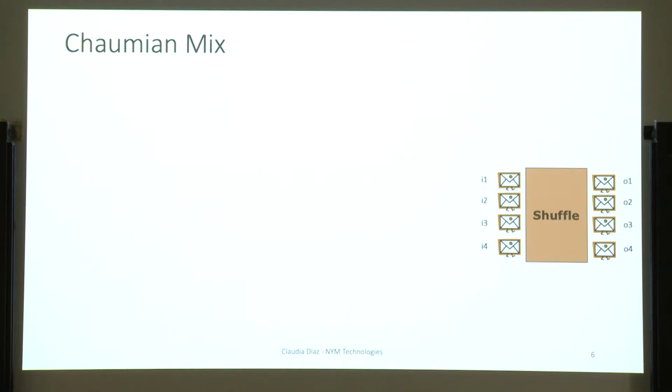It's probably older than many people in this room, and is what we can call the Chaumian mix. This is basically a proxy that performs a shuffle. It takes a set of input messages, shuffles them, and outputs them.